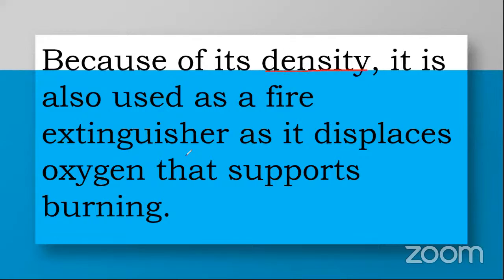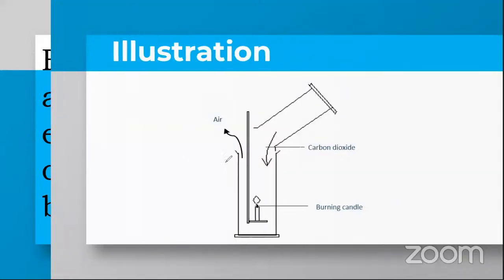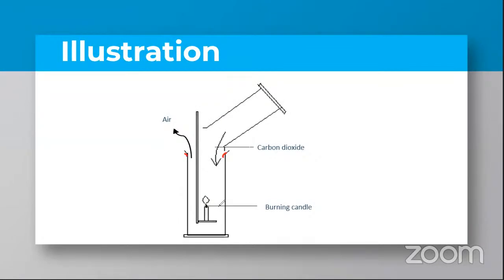Assuming that this is our gas. This is our jar, which has oxygen. Our gas is being pushed upwards. So here we are saying that this is air, that oxygen, the arrow. You can see that it is moving in a direction. Then the carbon dioxide, it is this one entering down. So once it has displaced all the air or all the oxygen, then the candle will be put out. The reason: carbon dioxide does not support burning.